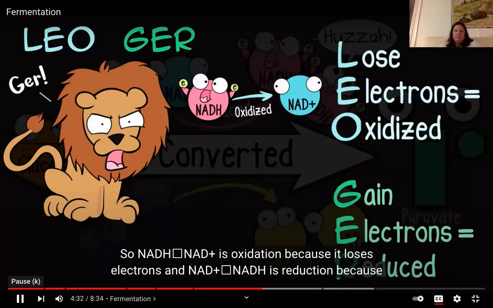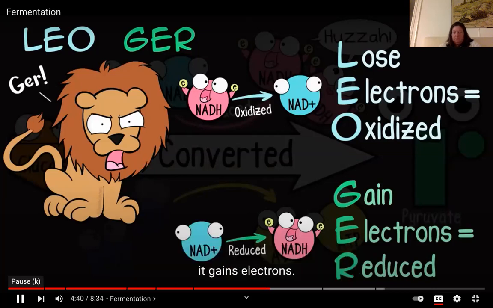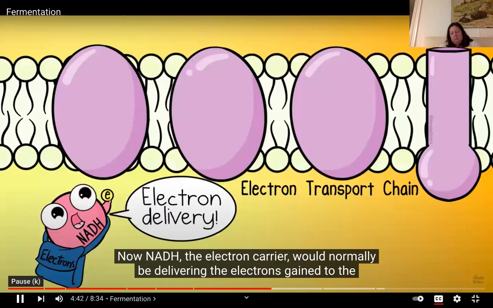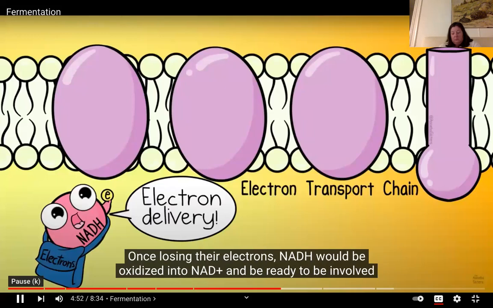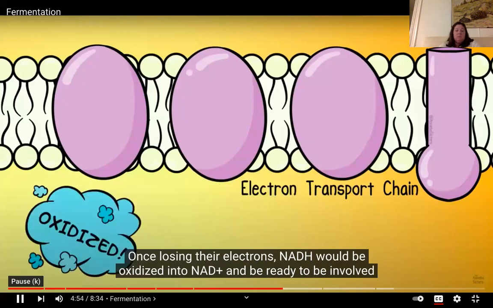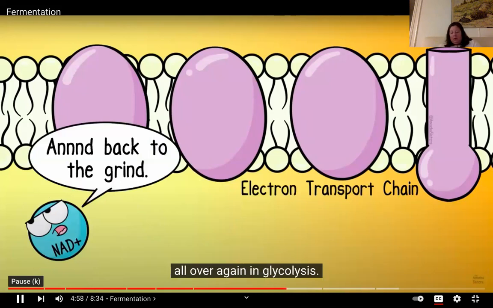NADH to NAD plus is oxidation because it loses electrons, and NAD plus to NADH is reduction because it gains electrons. Now, NADH, the electron carrier, would normally be delivering the electrons gained to the electron transport chain, if this was aerobic cellular respiration. Once losing their electrons, NADH would be oxidized into NAD plus and be ready to be involved all over again in glycolysis.